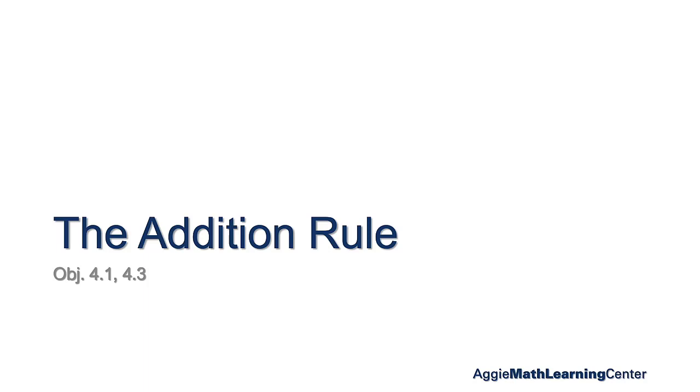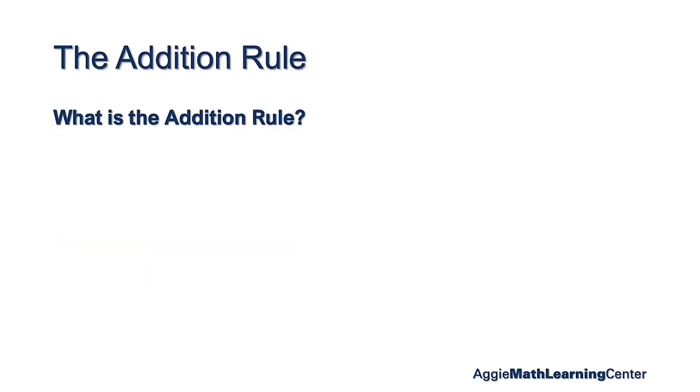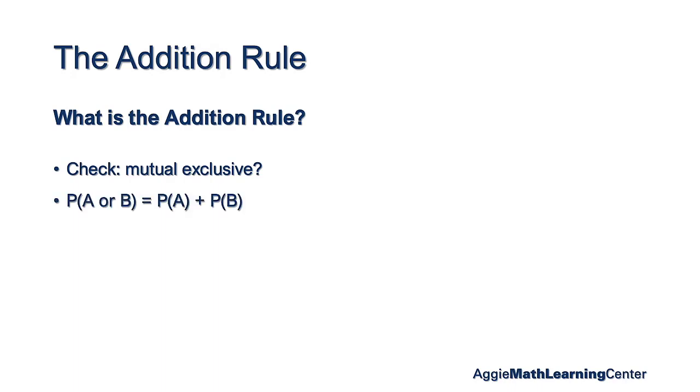Now let's continue our understanding of probability by exploring the addition rule. The reason we explored mutual exclusivity first is because in order to perform the addition rule, the events we are looking at must be mutually exclusive. If we check and they are mutually exclusive, we can proceed with the problem. In our addition rule, the probability of event A or event B is equal to the probability of event A plus the probability of event B.